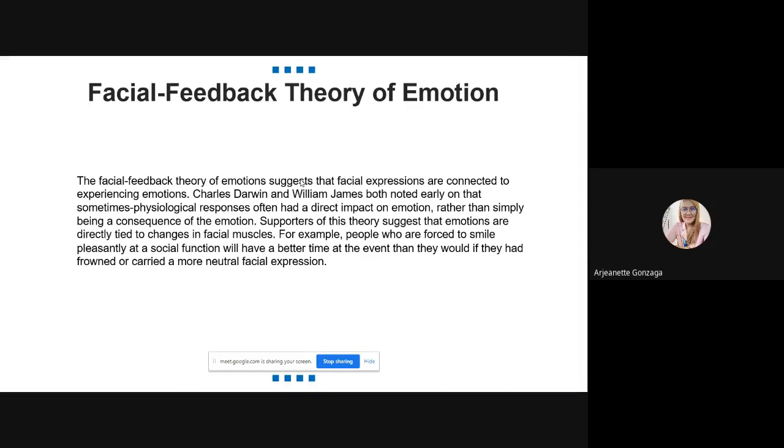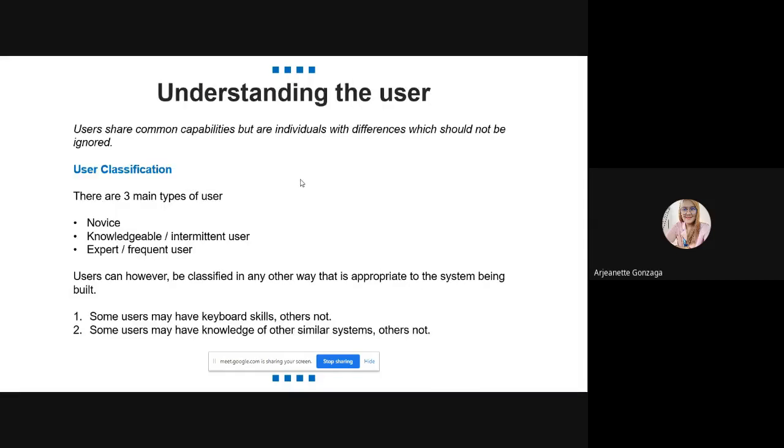So next, we have understanding the user. Users share common capabilities but are individuals with differences which should not be ignored. So, user classification: we have three main types of users. We have the novice, the knowledgeable intermittent user, and the expert or the frequent user. Alam na alam niyo yan sa mga games, meron yan eh. Users can however be classified in any other way that is appropriate to the system being built.